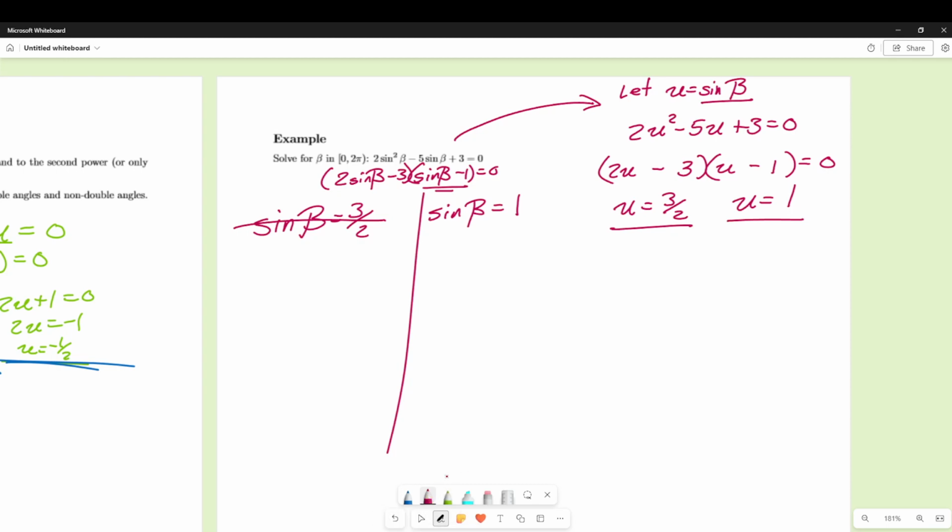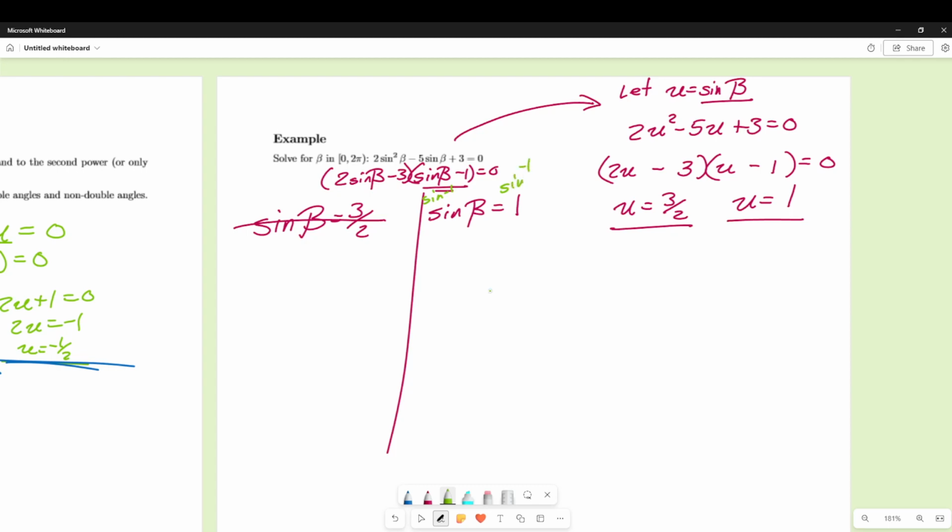It's nice when that happens. It throws us off. It makes us a little unsure of ourselves, but it's nice because then we don't have to do any more work for that part. Sine beta equals 1, so we're going to use our normal solving technique.